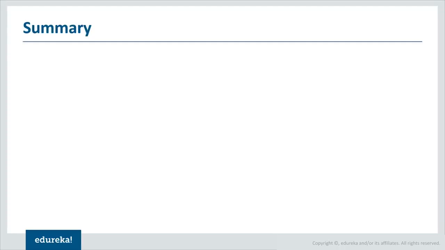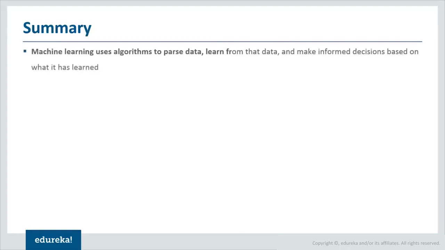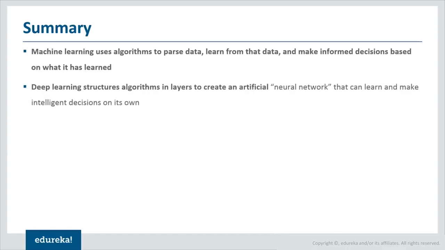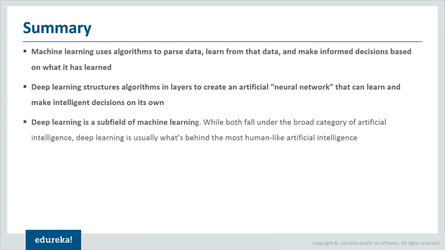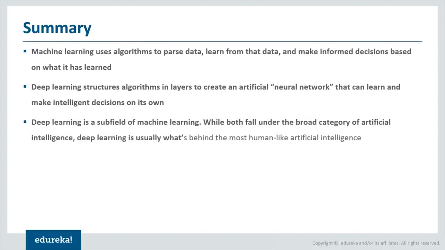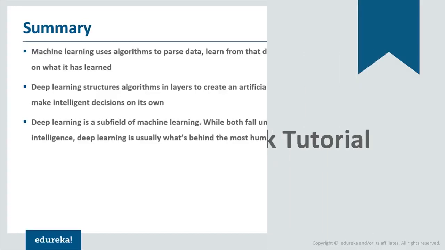Let me summarize things for you. Machine learning uses algorithms to parse the data, learn from the data, and make informed decisions based on what it has learned. Now deep learning structures algorithms in layers to create an artificial neural network that can learn and make intelligent decisions on its own. Finally, deep learning is a subfield of machine learning, while both fall under the broad category of artificial intelligence. Deep learning is usually what's behind the most human-like artificial intelligence.